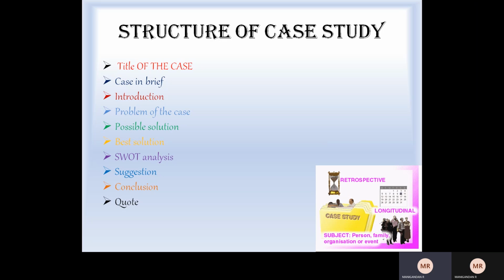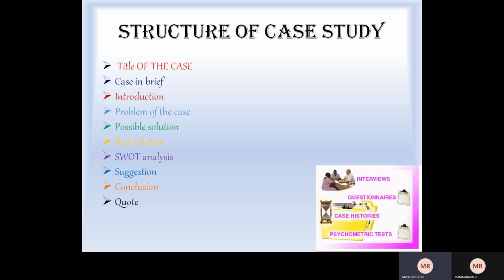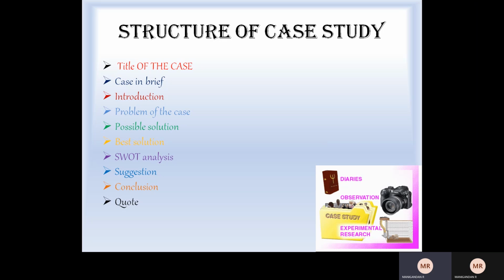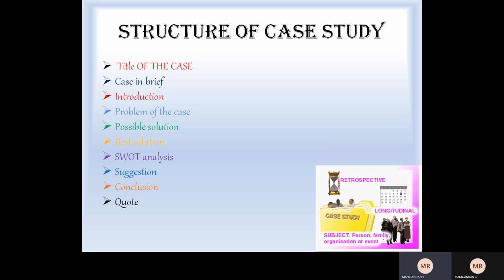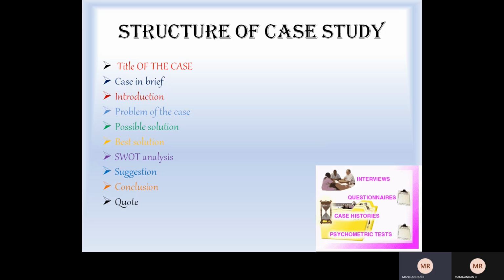I can say that most students don't know how to write the structure of a case study. They simply write whatever is there, copying and writing. But that is not the way to write it. Whatever questions you have, definitely post them in the comment box, and I can answer them.